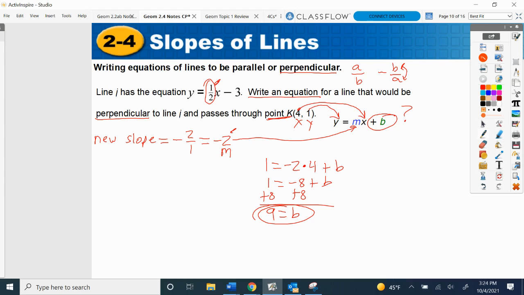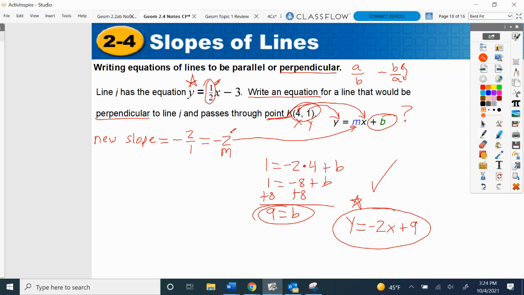So in slope-intercept form, we would say y is equal to, use our new slope, which is negative 2, with x, and then we have a positive 9 for a y-intercept. So there would be our equation that would be perpendicular to our line J, and it would go through points 4, 1. Okay, you could always check it. You could graph this one here and see if indeed they're going to be perpendicular. That's a way to know if you did it right.